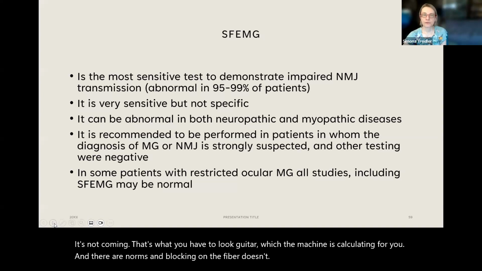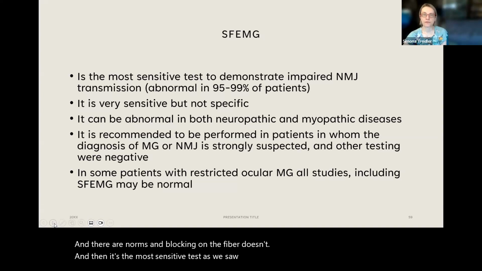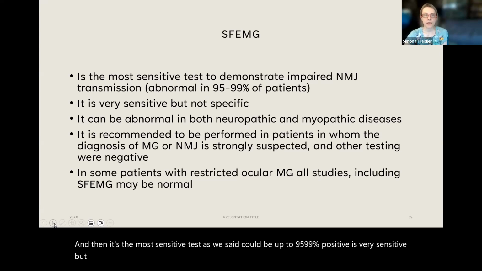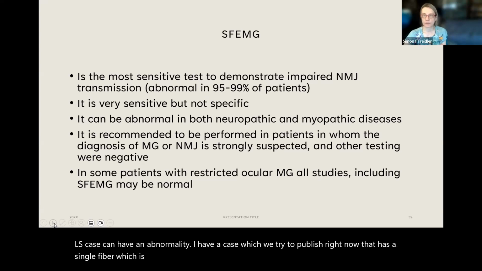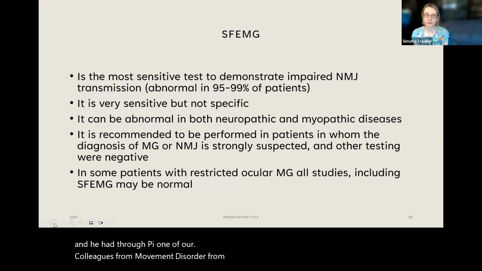And it's the most sensitive test, as we said, could be up to 95, 99% positive. It's very sensitive, but not specific. It can be abnormal in neuropathic patients and myopathic disease. An ALS case can have an abnormality. I have a case which we are trying to publish right now that has an abnormal single fiber, has a congenital myopathy in a mitochondrial disorder, and he had droopy eyes. One of our colleagues from movement disorders from Maimonides sent that patient to me, and his single fiber was positive.